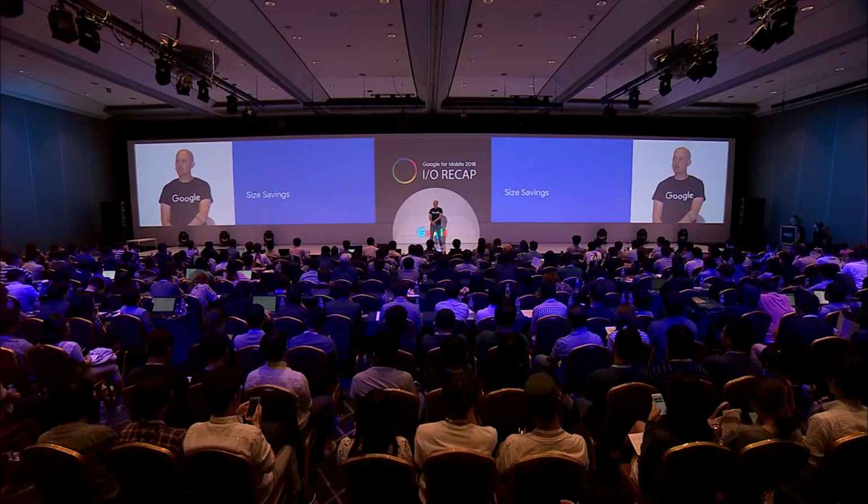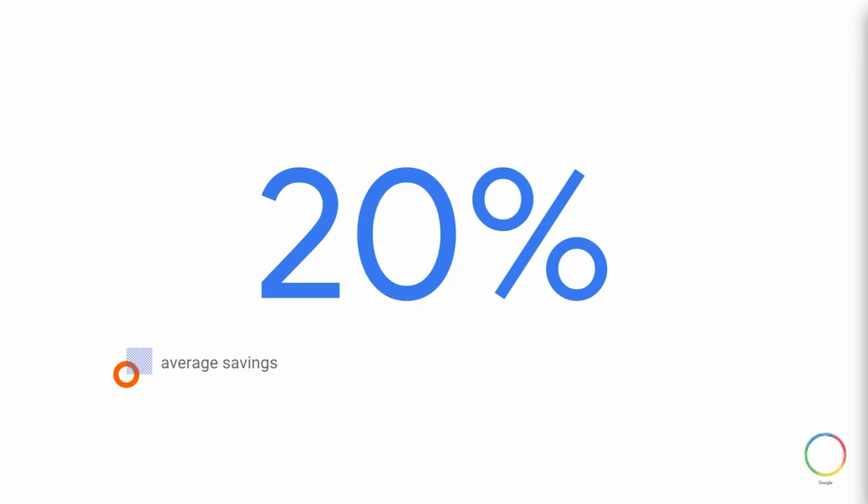Okay, so now we know about how Play serves split APKs to devices. We'll talk about the size savings that you can expect to see with app bundles. As Tian mentioned this morning, we found that on average, apps published with app bundles are about 20% smaller. That's 20% savings for every new download and upgrade. Let's look at how we reached this number.